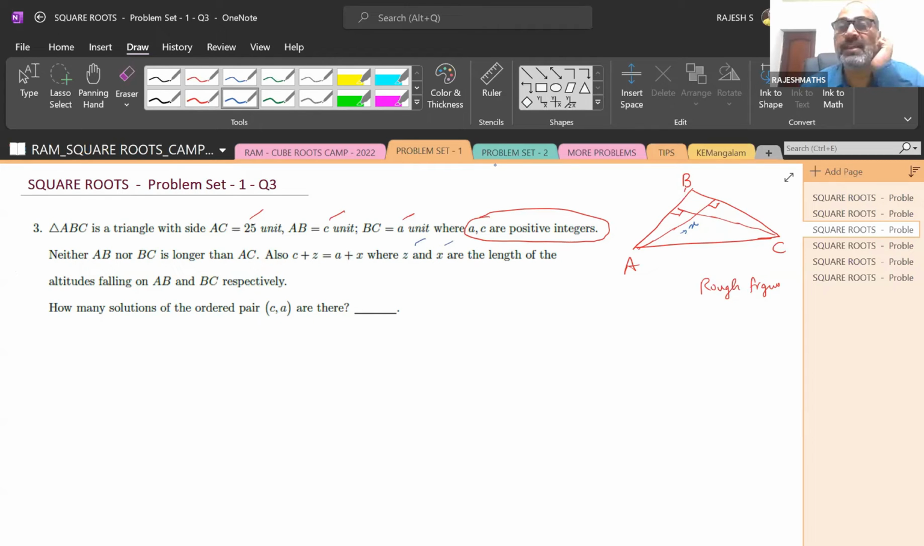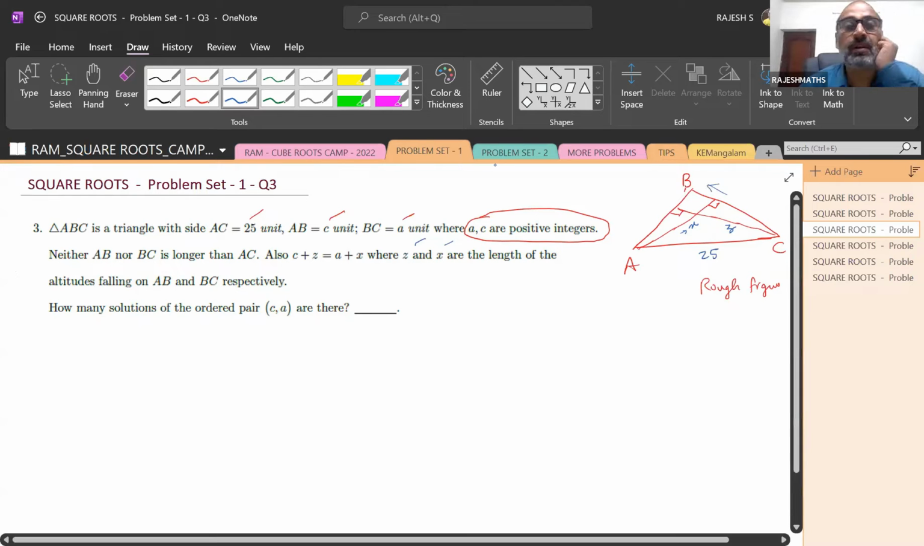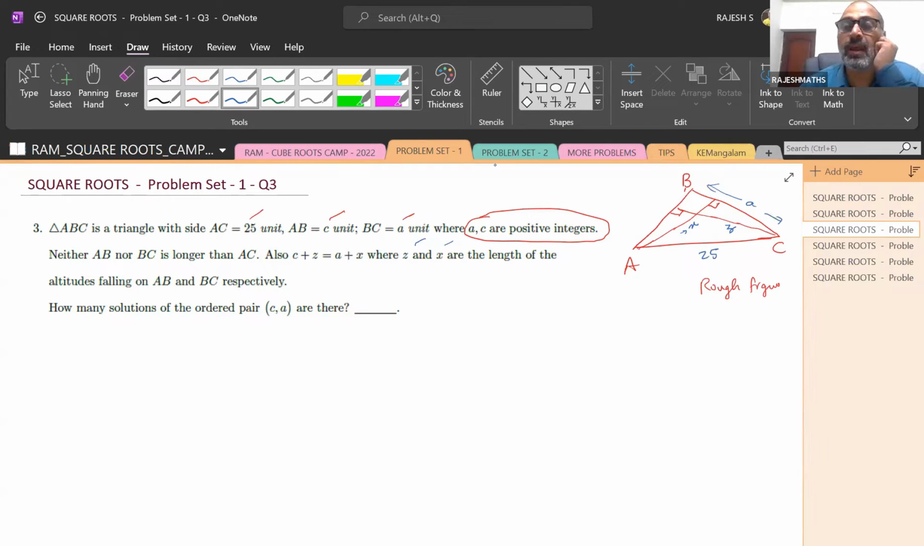And AC is 25. And BC is going to be a. And AB is given to be c. In your higher classes, you should know that opposite to vertex C will be given small c. Opposite to vertex A will be small a. That's a convention. Small b is not mentioned here. Okay, altitudes are falling. Now, the condition is c plus Z equals a plus X. So c plus Z.